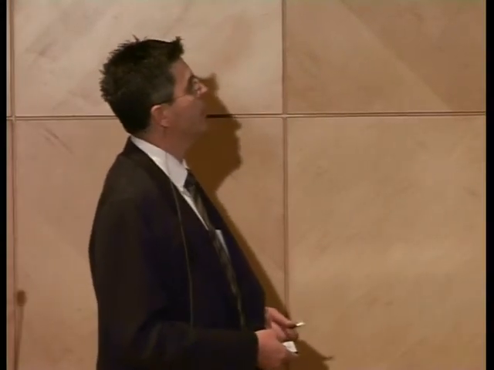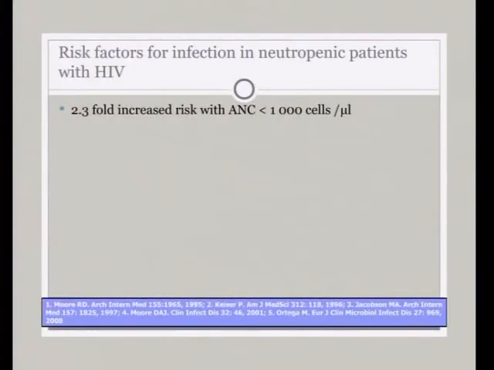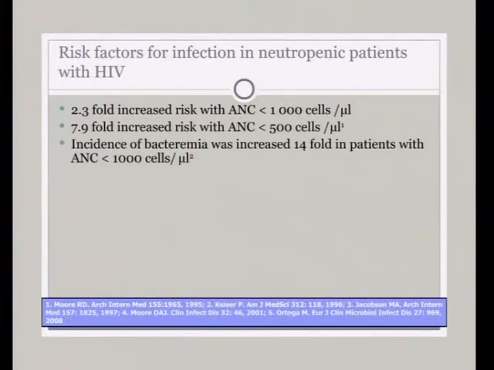So what are the risk factors in patients that are neutropenic? What does it mean if you have a neutropenic patient? There is a 2.3-fold increase in the risk of infection if a patient has an absolute neutrophil count of less than 1. It increases to 7.9-fold if it's less than 0.5. And the incidence of bacteremia has increased 14-fold in a patient with an absolute neutrophil count of less than 1.